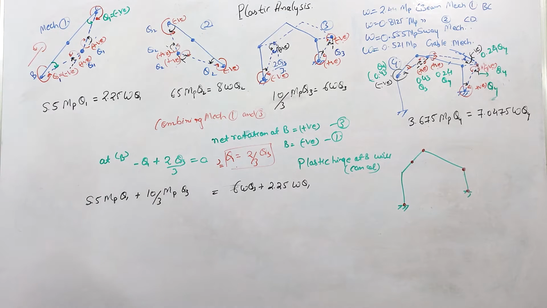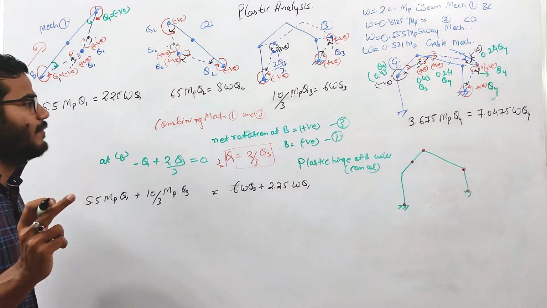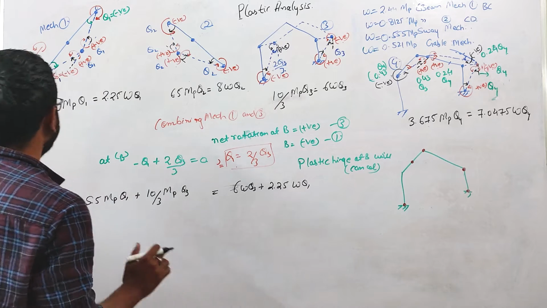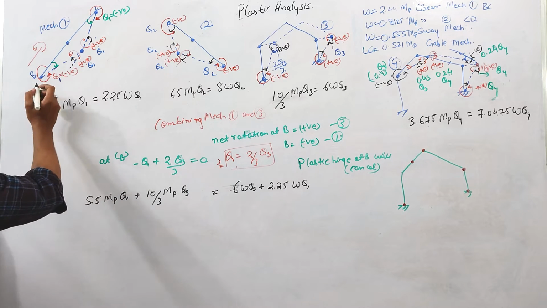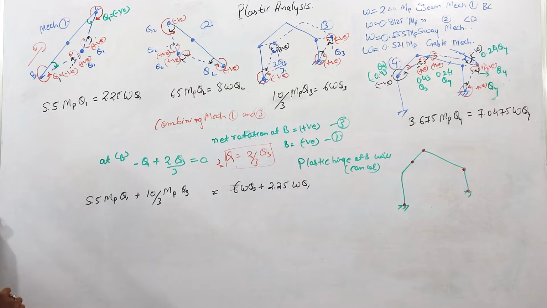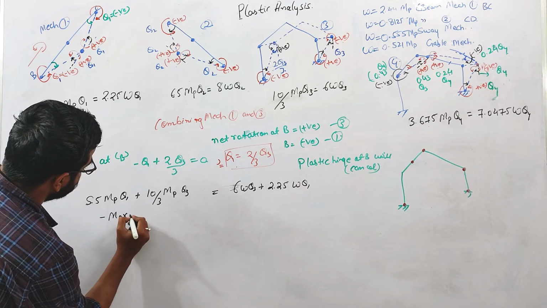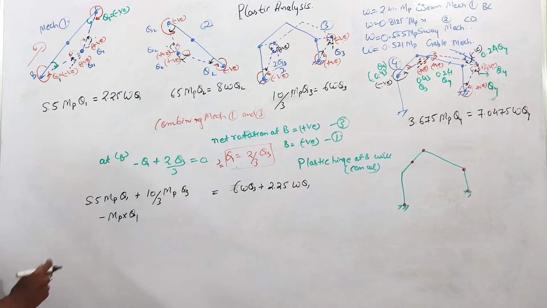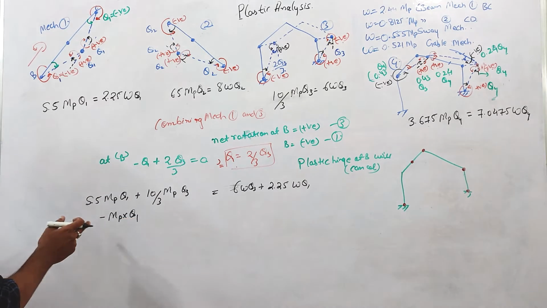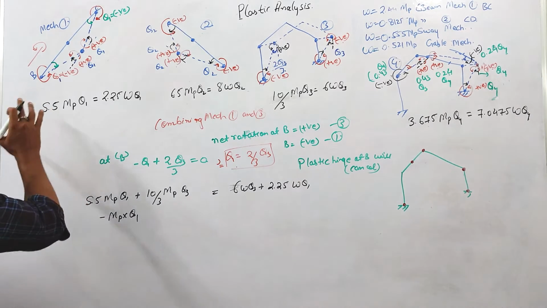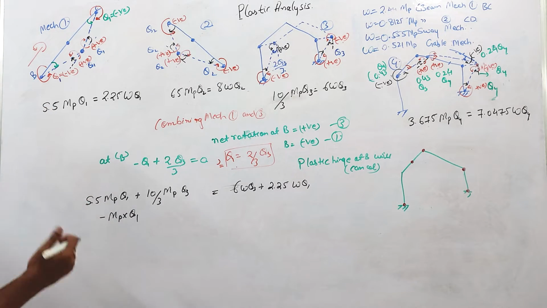Okay. Now you can see that we are saying the plastic hinge is not forming at B. So at this point there is no internal work. Okay, so we need to remove that term. At this point the internal work in mechanism 1 was minus MP into theta 1. Why minus sign? Because internal work won't take place, since we are cancelling the formation of hinges at B.